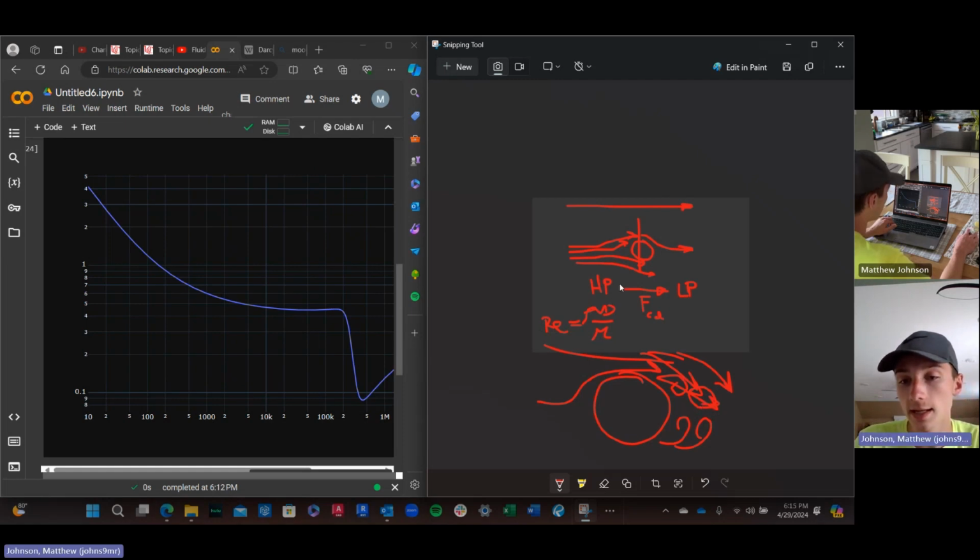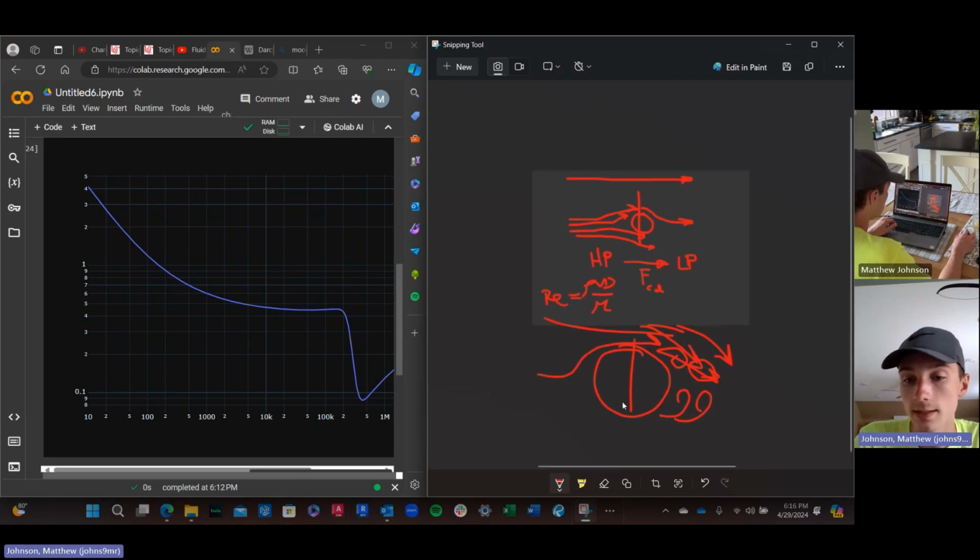What this effectively does is create a higher low pressure region behind the ball, and so you have a smaller difference in pressure over the same area. Because of this smaller difference in pressure, you have a smaller drag force, and that's what this big drop in drag is. Now, eventually the drag coefficient does come back up, but that's what causes this, qualitatively speaking, right here.